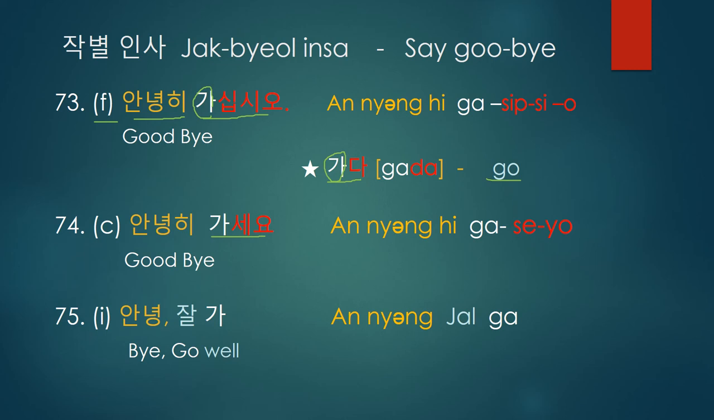Number 74 is the casual form: 안녕히 가세요, goodbye. Number 75, informal: 안녕, bye. 잘 가, go well. 잘 means well, 가 means go. 잘 가.